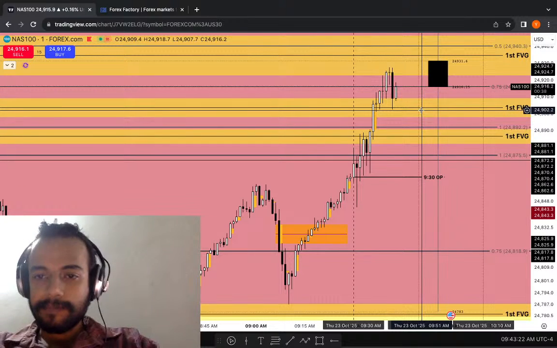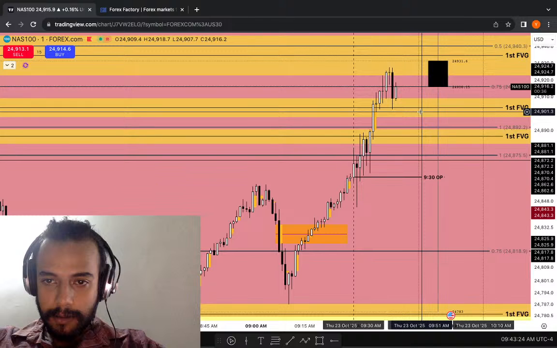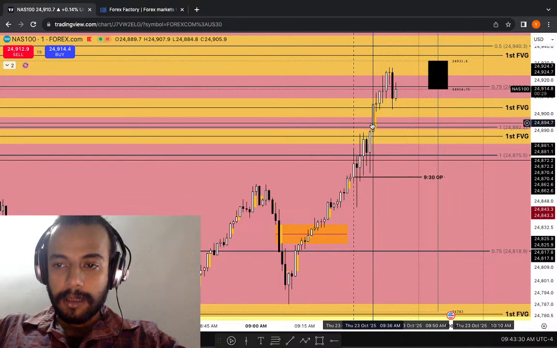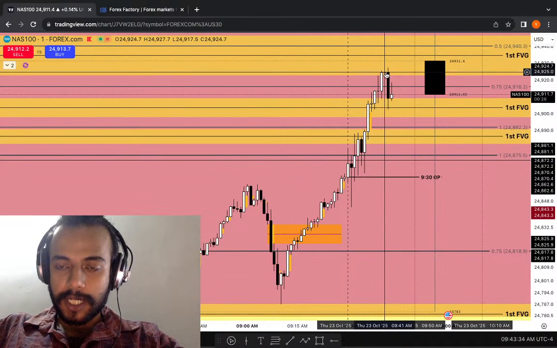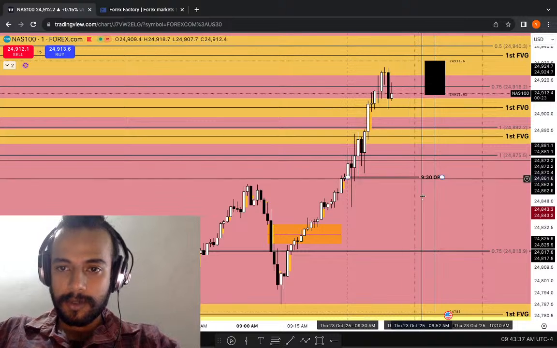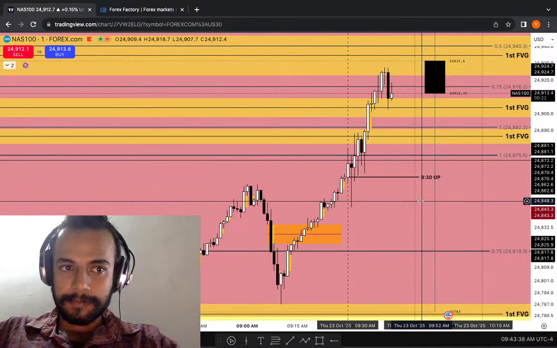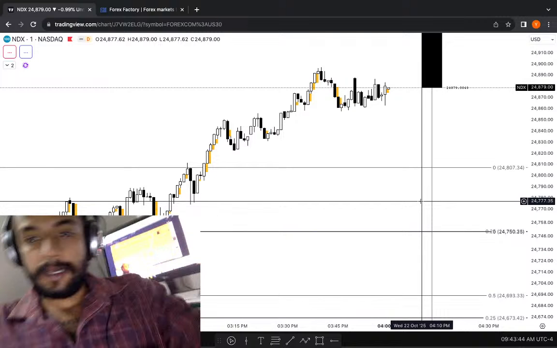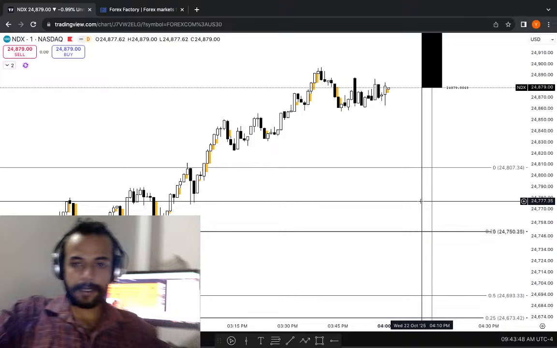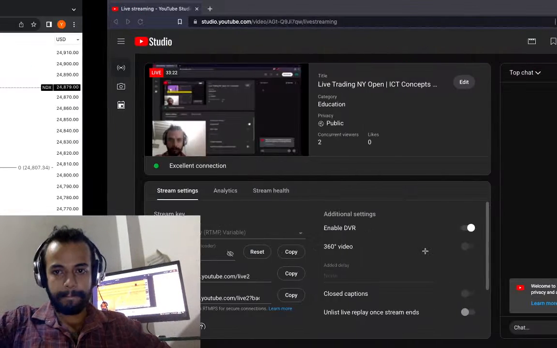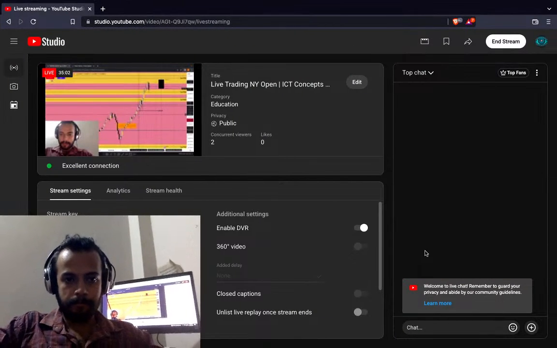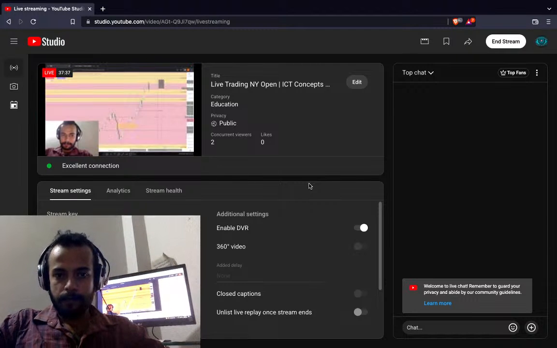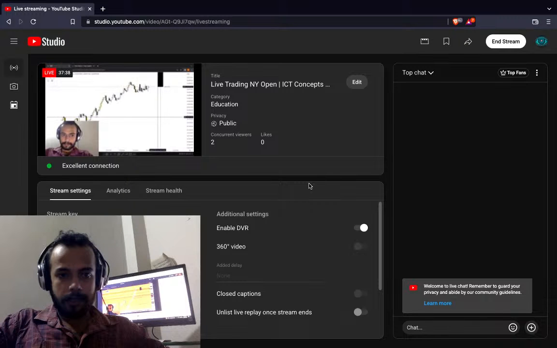Now it still hasn't come inside this gap, which is the first presentation of gap for today's trading inside the 9:32.10. Let's see, guys. Let's see. So connection is fine now.